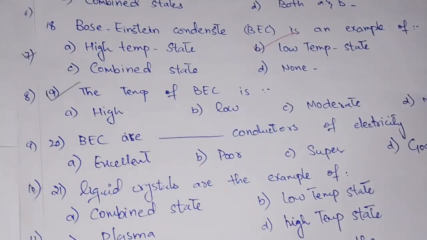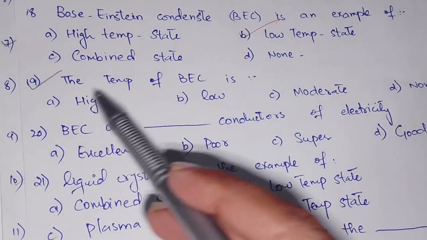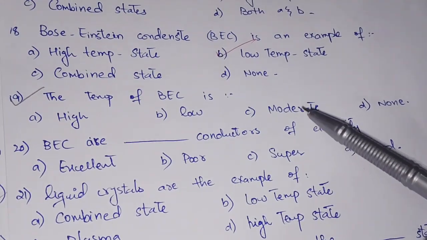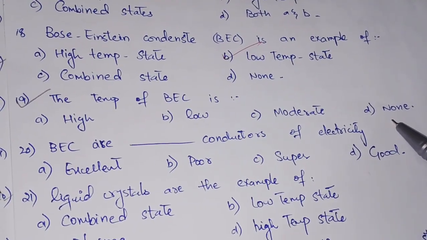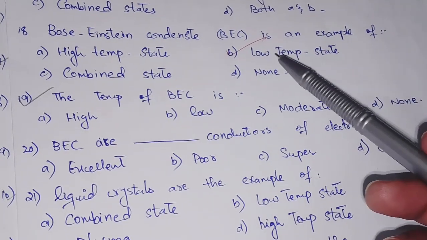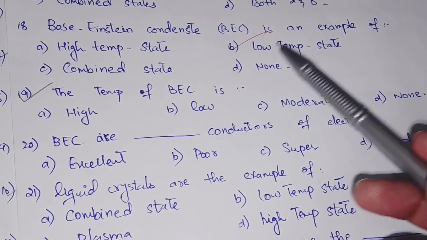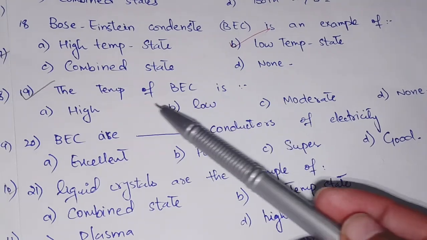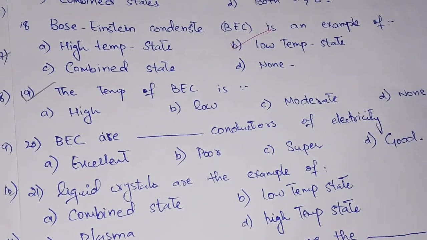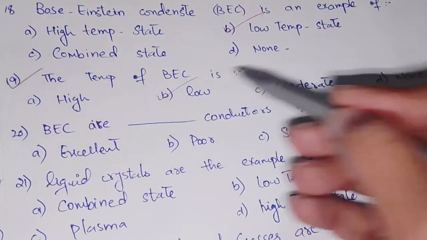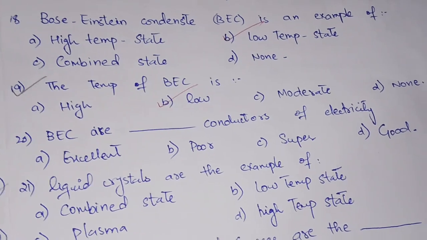The temperature of BEC is: option A high, option B low, option C moderate, and option D none of these. We have already discussed that it goes with the category of low temperature state, so obviously its temperature will also be low. So option B is the correct option for BEC.